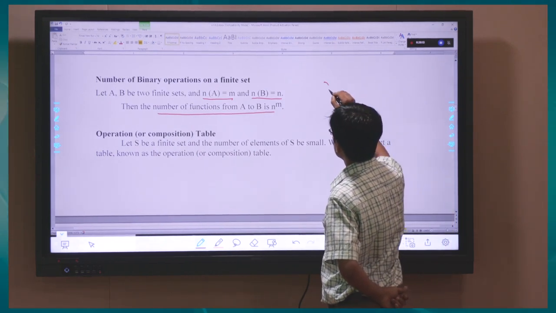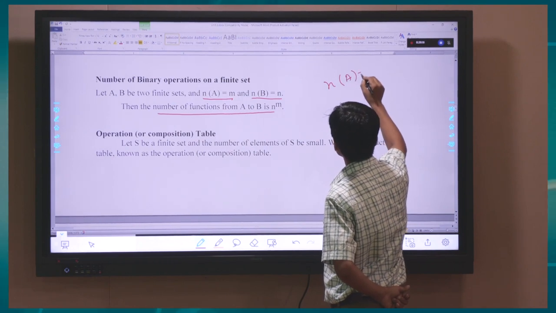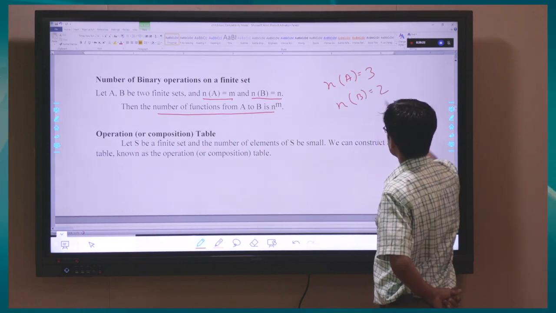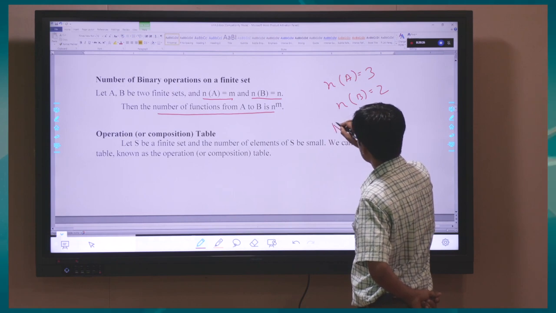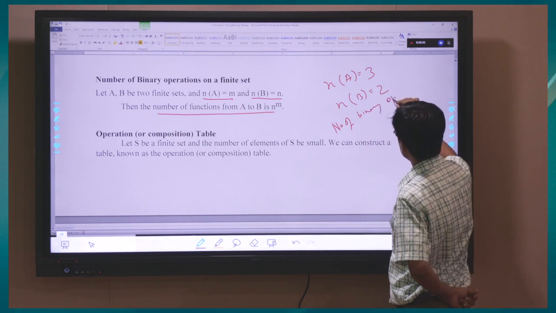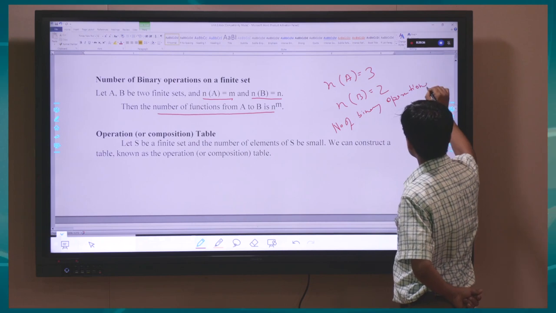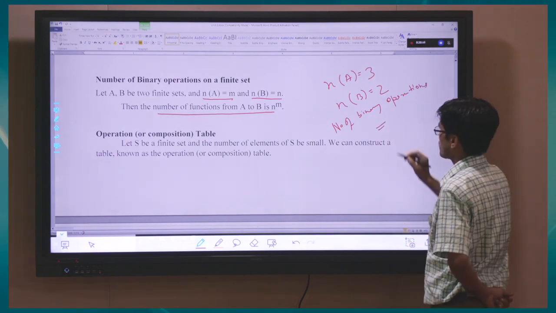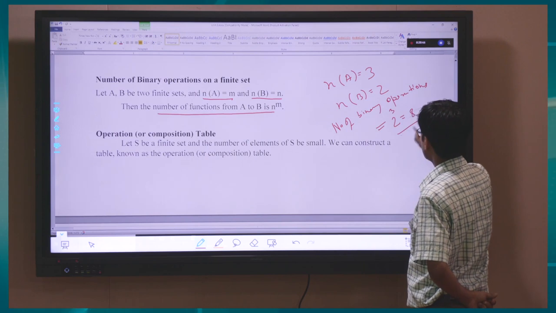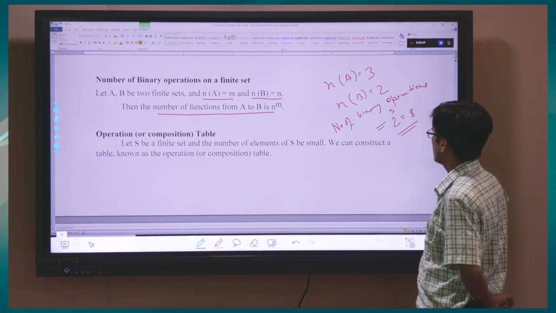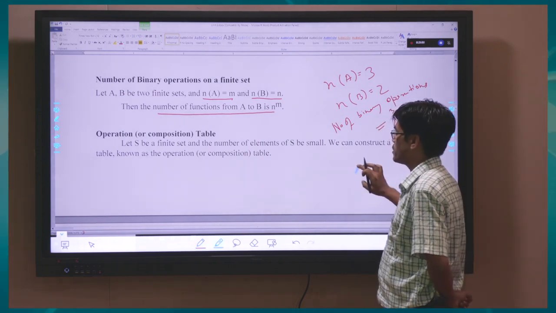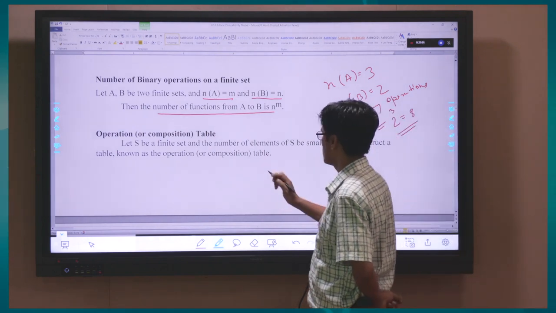Suppose the number of elements of A is 3 and the number of elements of B is 2. Then the number of binary operations will be 2 to the power 3, which means 8. So there are 8 binary operations from A to B.